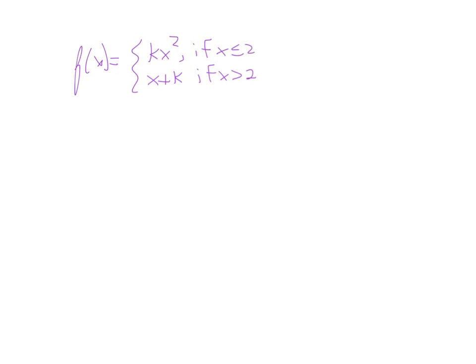All right, so the last question that you asked about was this one, and this is an interesting one because they want to know what value of k will make this a continuous function. And so what they mean by that is that they can't have a break in the graph.